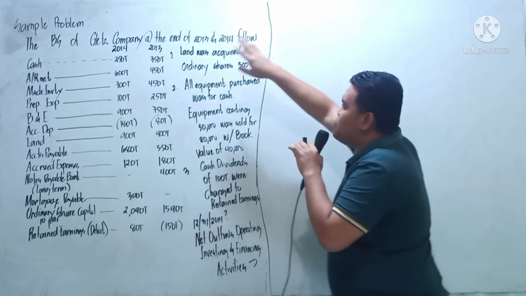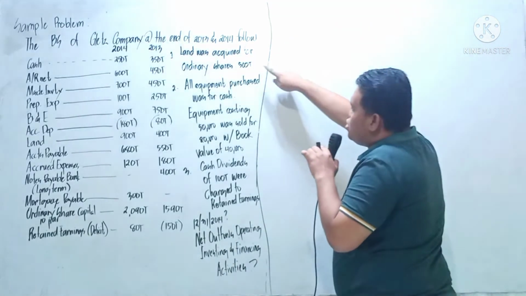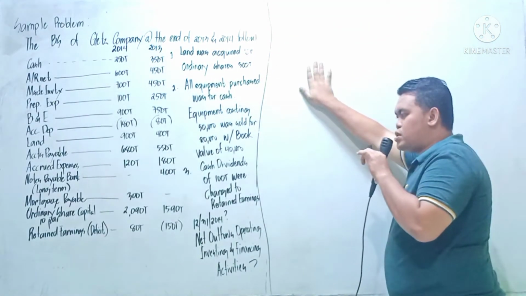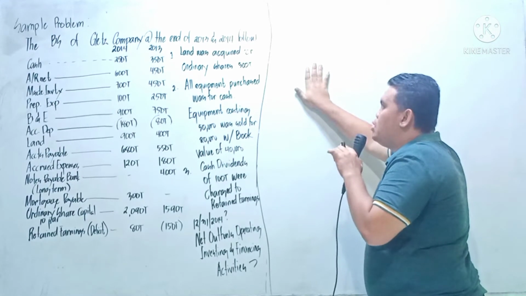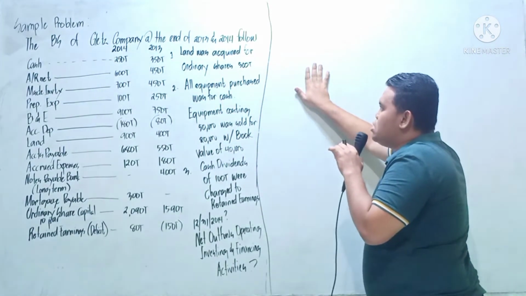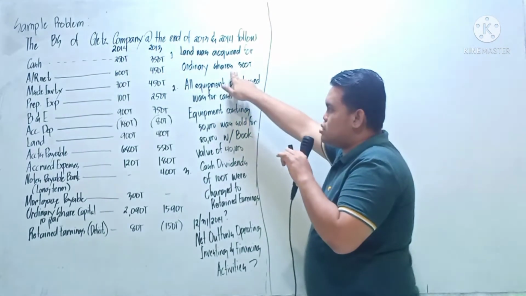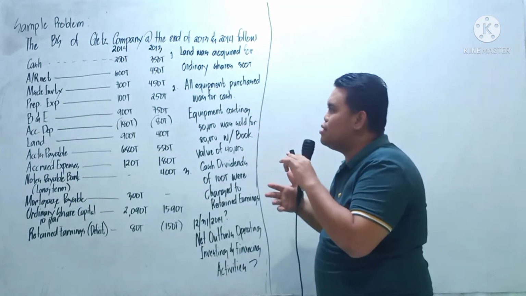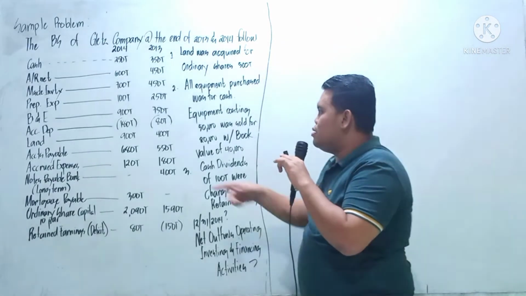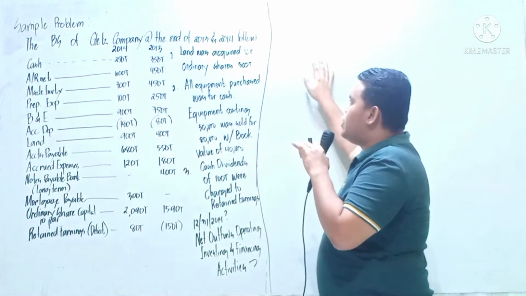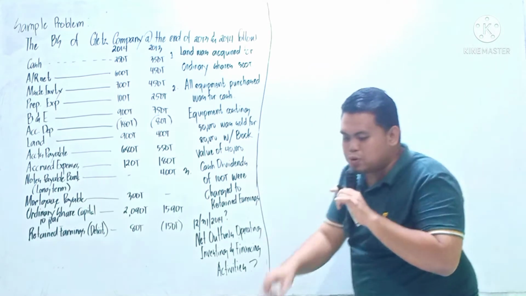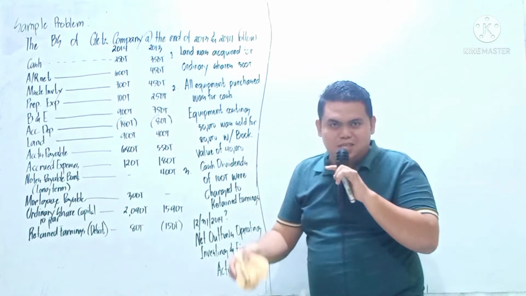But aside from those, there are 3 additional pieces of information that were given. The first one is the land was acquired for 500,000 in exchange of ordinary shares. So the land went from 400 to 900, an increase of 500,000.